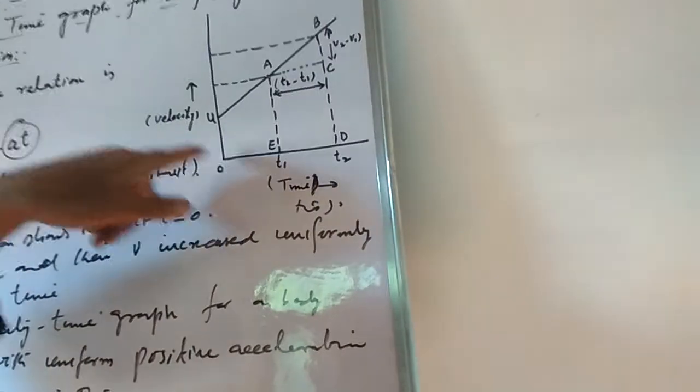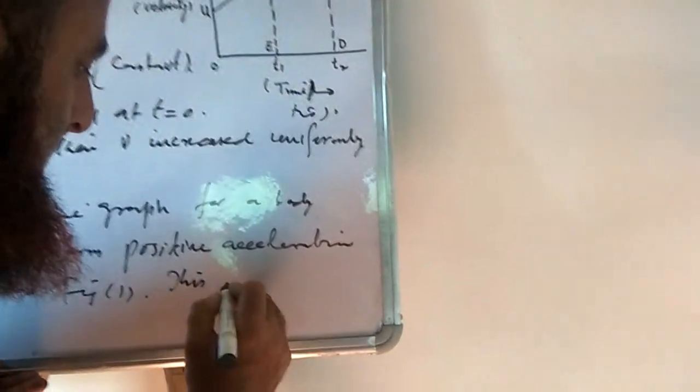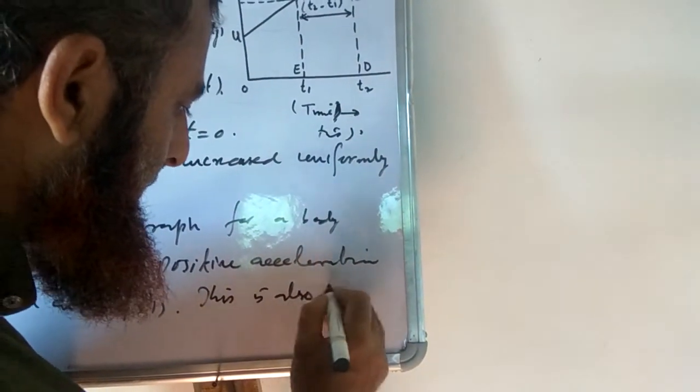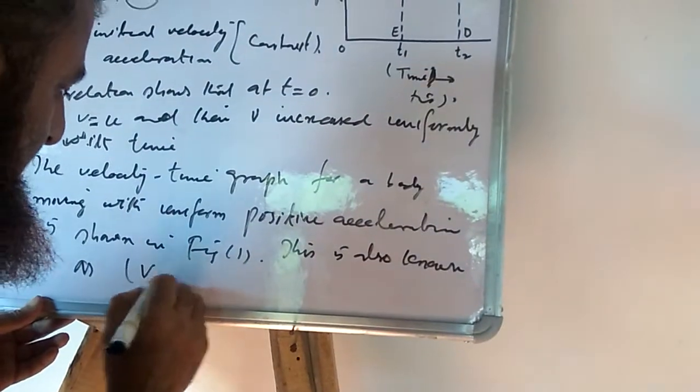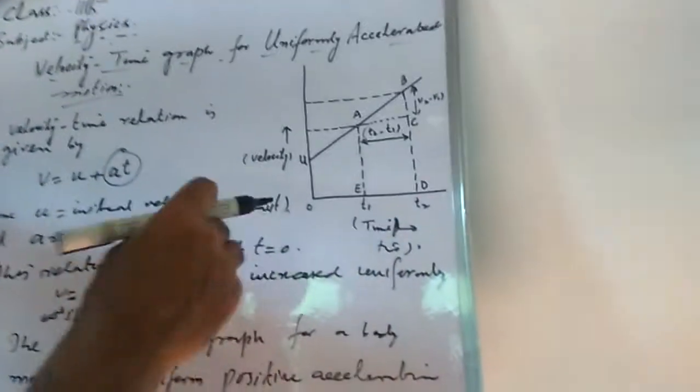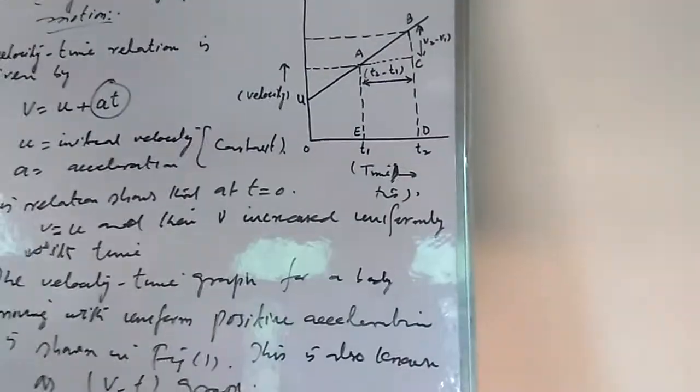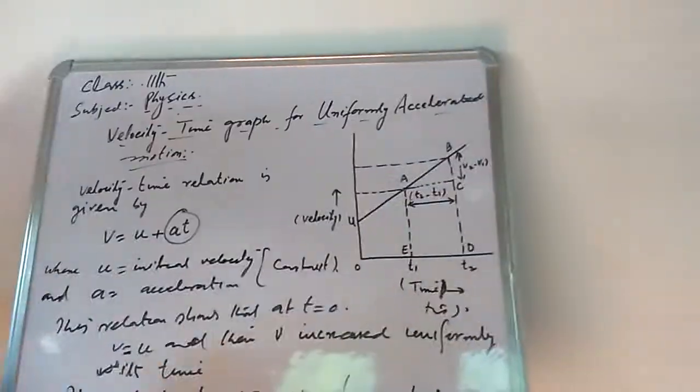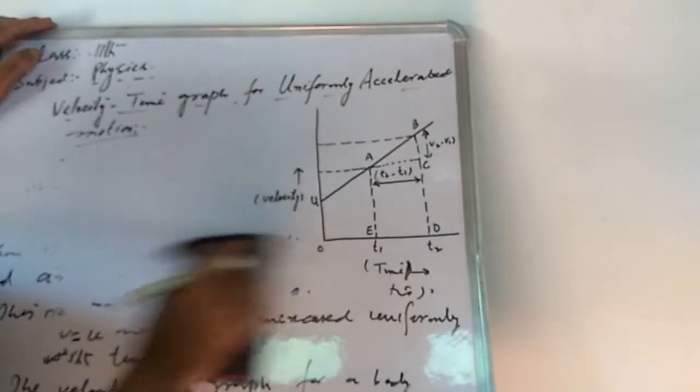That means this is a graph plotted between the velocity and time for a body which is moving with a uniform positive acceleration. This is also known as VT graph. What does VT graph mean? That is velocity and time graph. Now, how do we determine the acceleration of a body or a particle using the velocity time graph?